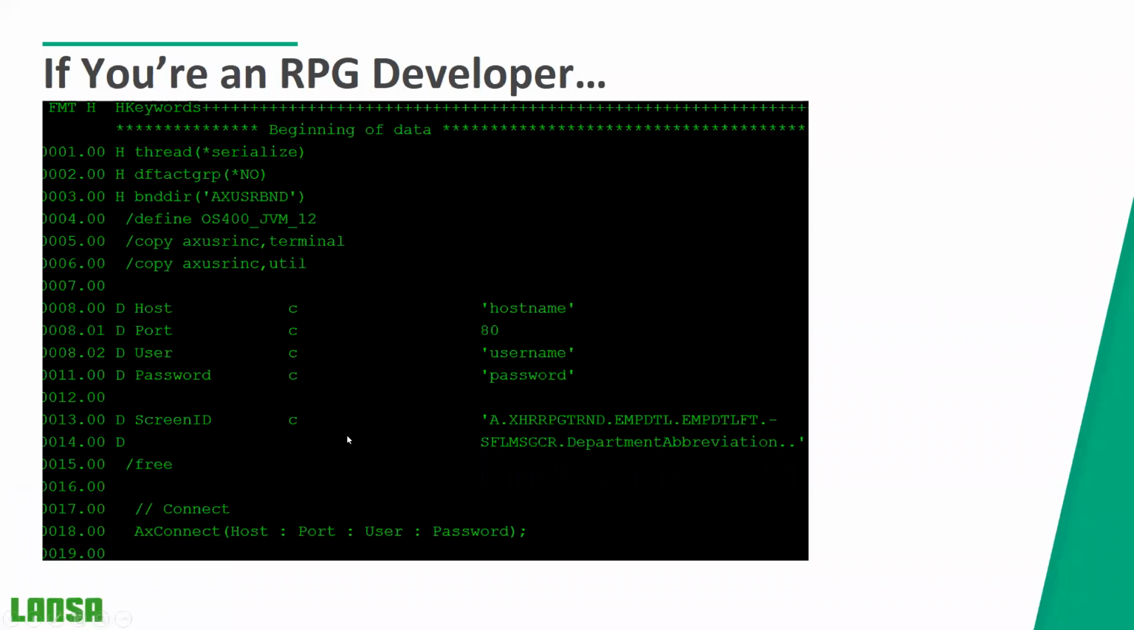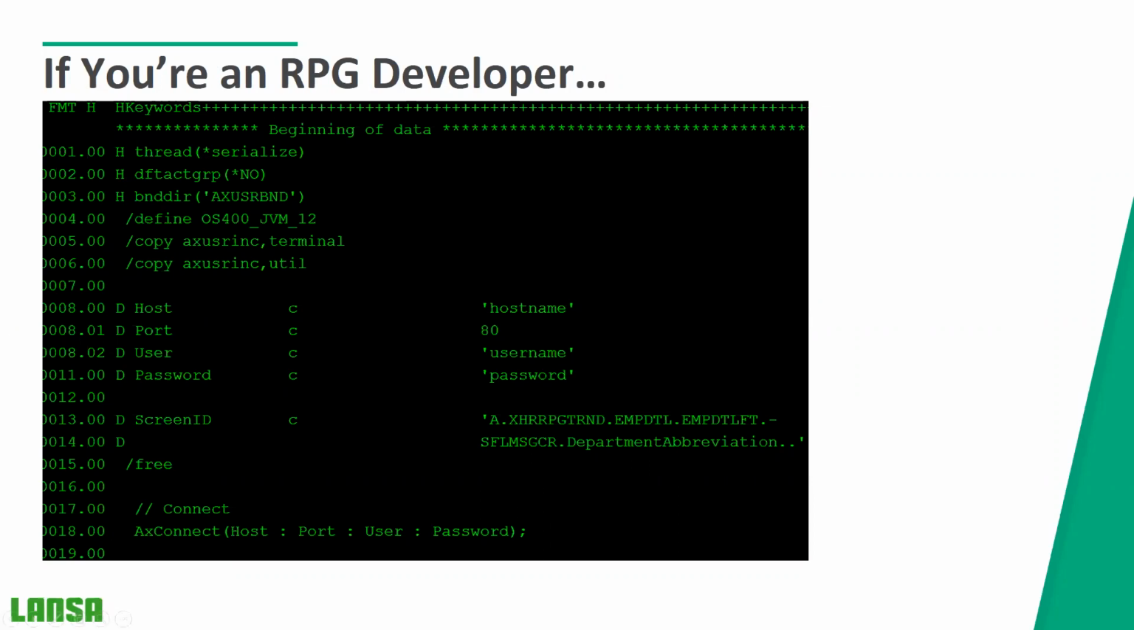All right, so if you're an RPG developer, you don't have LANSA at all, you can also use that interface, that programmatic interface from RPG. And there's an example of a call out. And if you've gone down the road of building REST services, you could plug in that programmatic interface into your REST services as well.